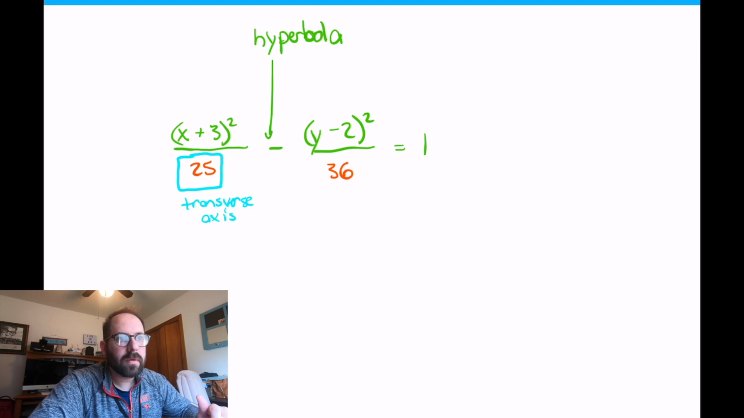Your audio froze, just the audio. So can you explain about the transverse axis again?